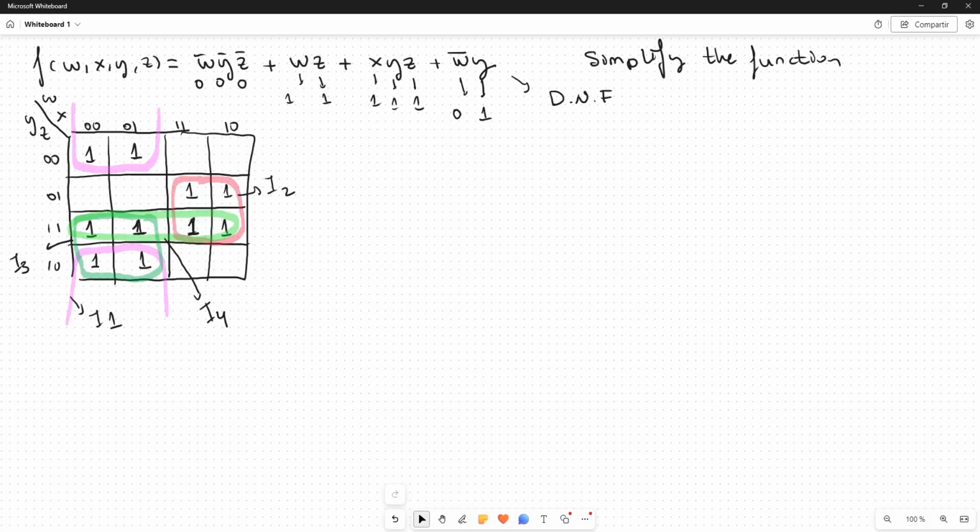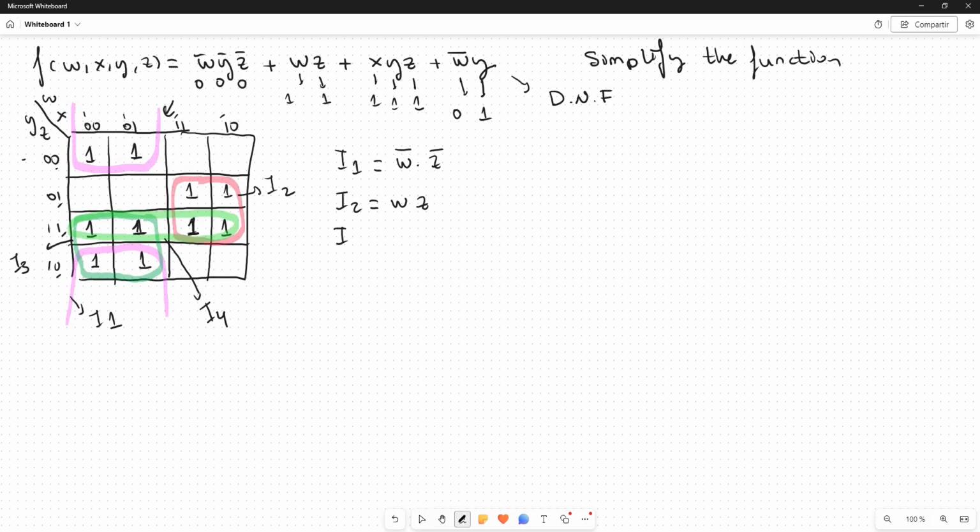Okay, so now we define the product term linked to each group of 1s. Implicant 1 is this one, so here W is not changing and is negated because it's a 0. If we look at the rows, we have that Z doesn't change and is negated because it's a 0 again. Implicant 2 is W non-negated because it's a 1, and Z non-negated because it's a 1 in both rows.